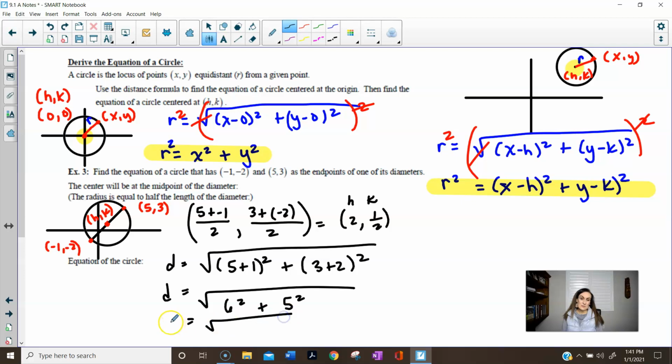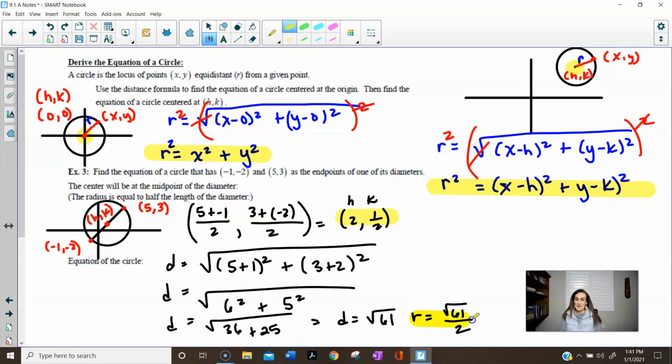And that's the square root of 36 plus 25. And that's going to be the square root of 61. Now keep in mind, that's the diameter, but I want the radius for this problem, so I can write the equation. So the radius is half of the diameter. So the square root of 61 divided by 2. So now what we're going to do is I have HK and I have the radius.